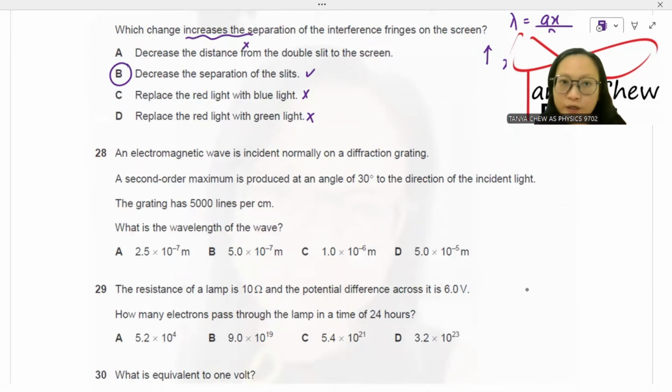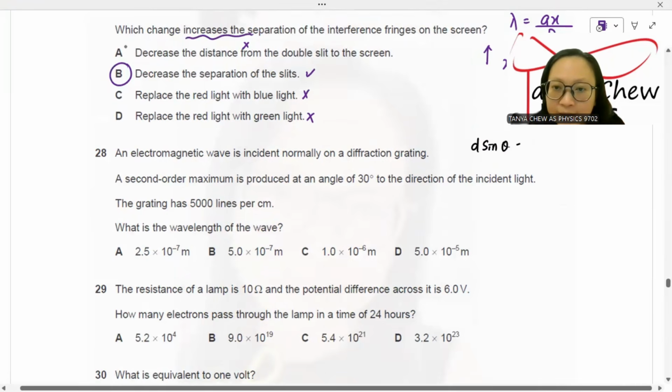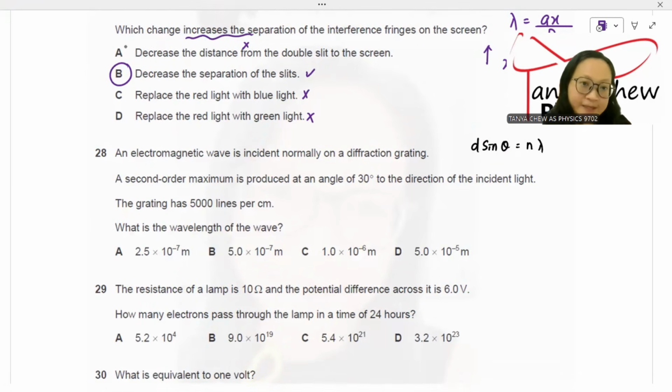Do you recall the equation of the diffraction grating? d sin theta is equal to n lambda. d is the grating spacing, but the grating spacing is not given. So you can replace it with 1 over N. N represents the number of lines per meter. So sin theta, this is second order, theta 2 is equal to 2 lambda.